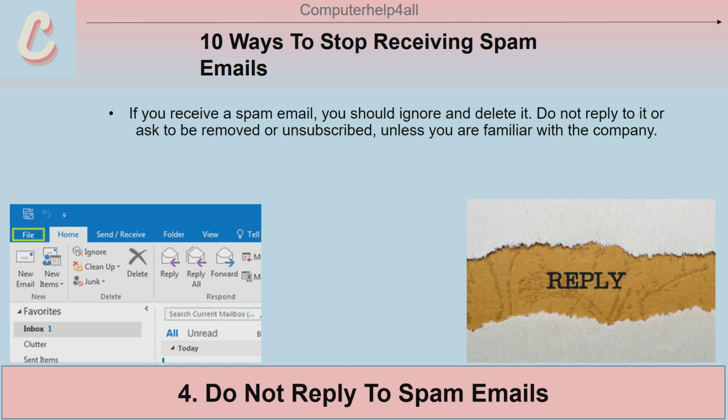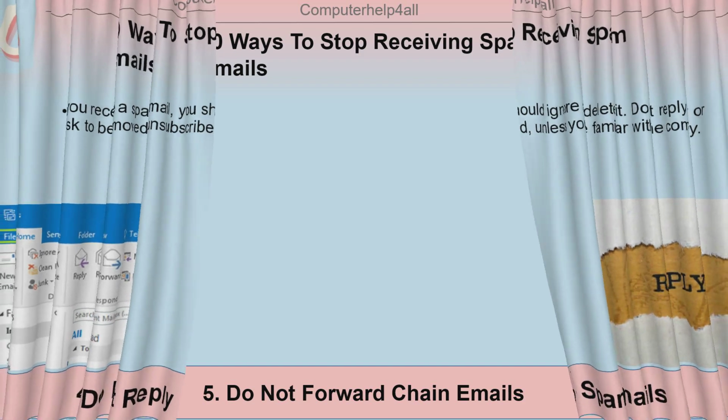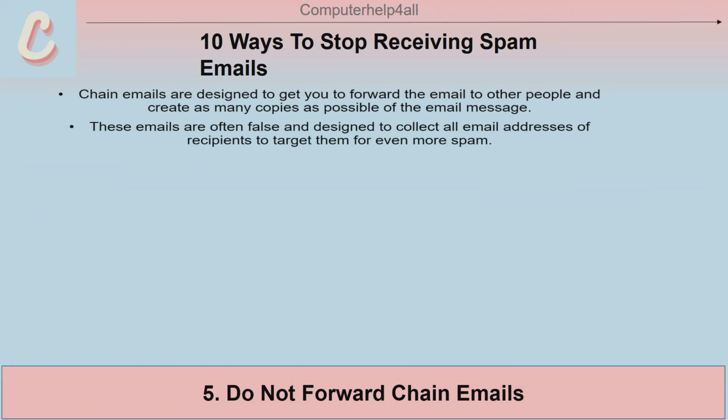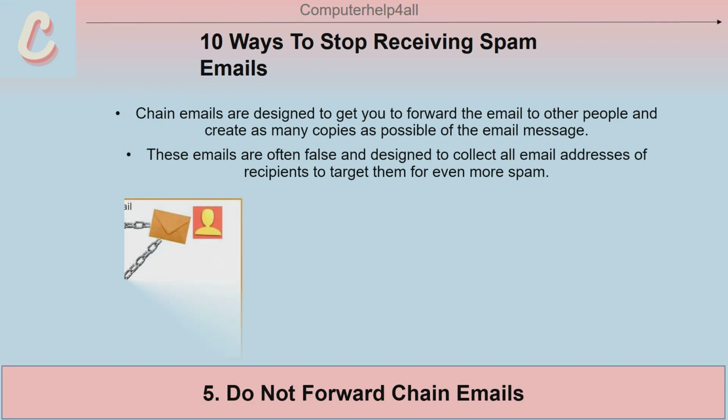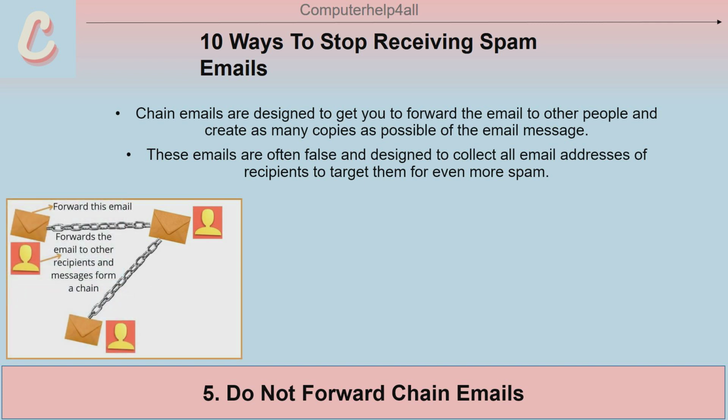They may also use this to subscribe you to other mailing lists or share it with other companies to send you more spam. Chain emails are designed to get you to forward the email to other people and create as many copies as possible of the email message. These emails are often false and designed to collect all email addresses of recipients to target them for even more spam. If you forward the email message to another recipient, it will usually show the email addresses of everyone you have sent it to. The risk is that you don't know what the sender of the chain email will do with the list of all the email addresses. Therefore, if you receive a chain email, do not forward it to any other recipients and delete it from your inbox.